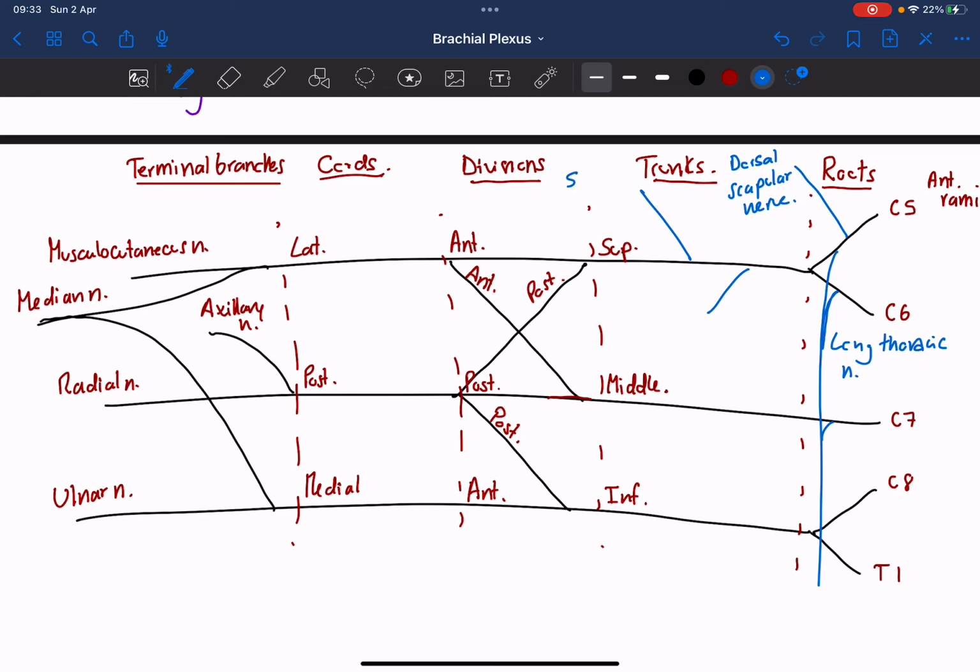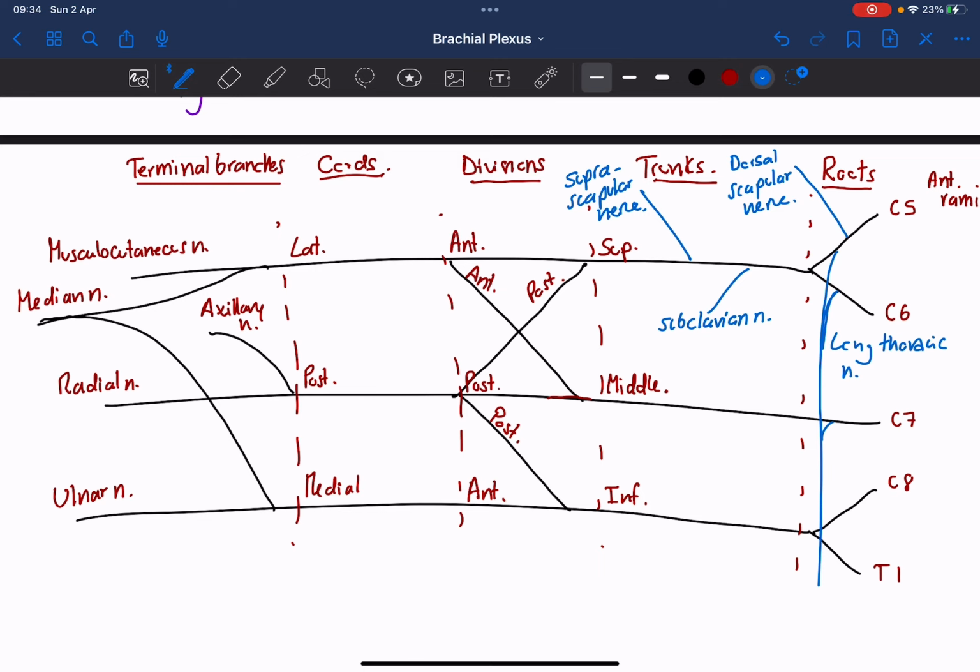Then we have the suprascapular nerve. The suprascapular nerve supplies two muscles, the supraspinatus and the infraspinatus, which are two muscles found on the posterior aspect of the scapula. The supraspinatus is found in the supraspinous fossa, the infraspinatus in the infraspinous fossa. And then we have the subclavian nerve, and as the name suggests, it supplies the subclavius muscle, which is found between the clavicle and the first rib. So those are the branches of the roots and the trunks.